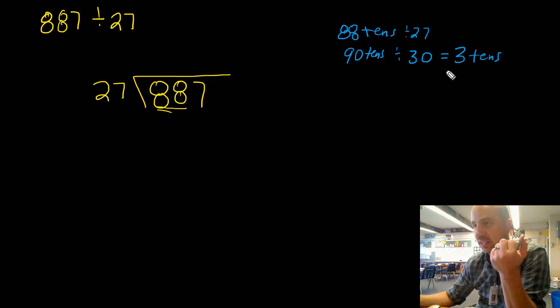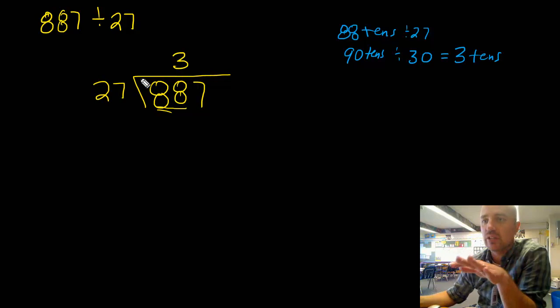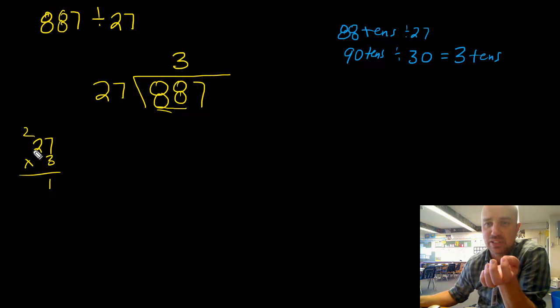So once again, I'm going to take this and put it over into here. It's 3 tens, so it's going to go in the tens column above the tens, and it's going to be 3. So now I need to find out how much 3 groups of 27 is. So take 27 and multiply it by 3: 3 times 7 is 21, and 3 times 2 is 6, plus 2 is 8. And so I have 81 tens, and so I'll put that down here.